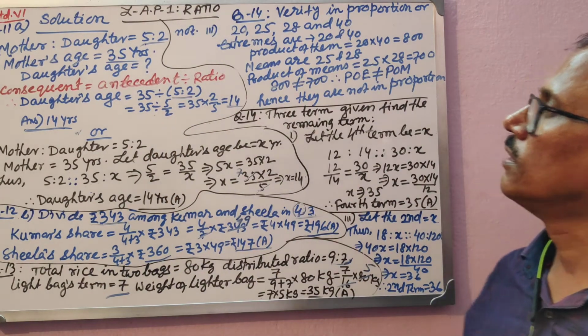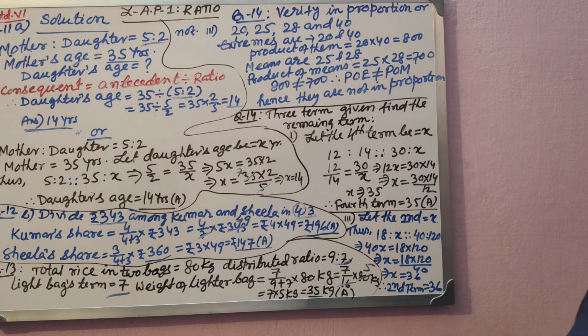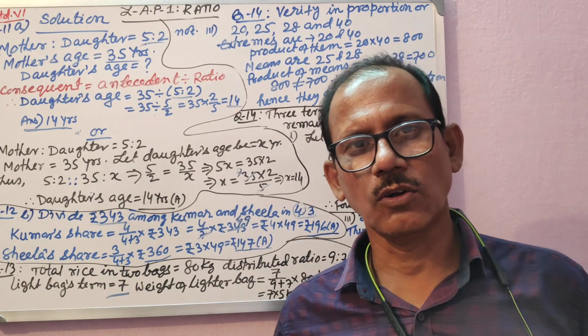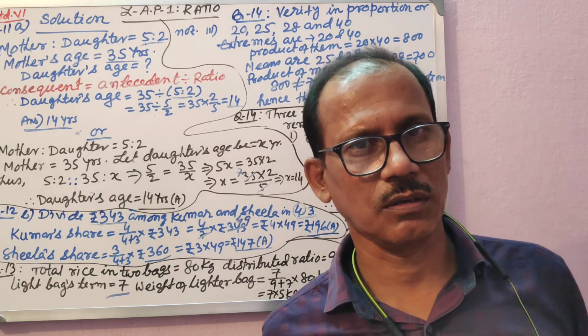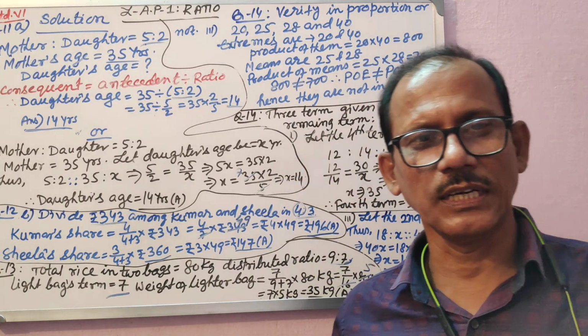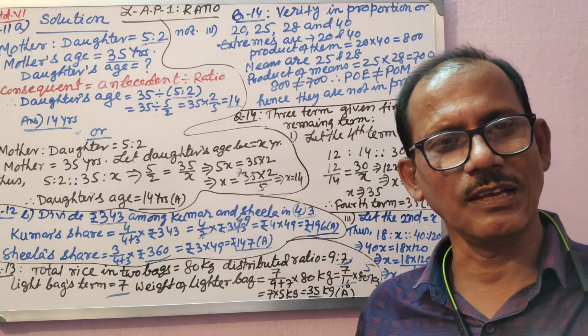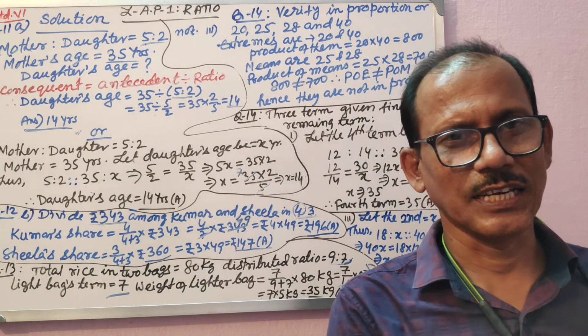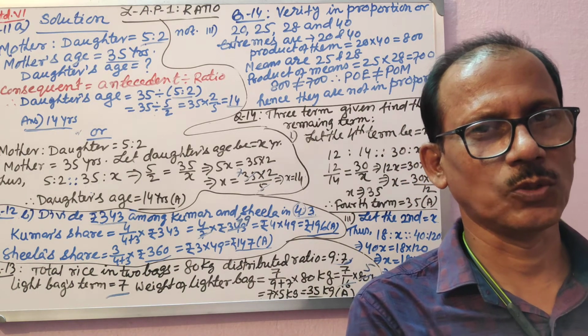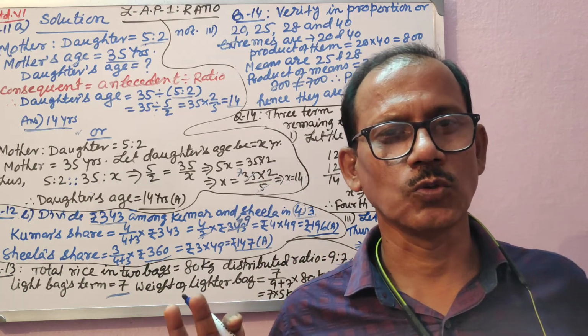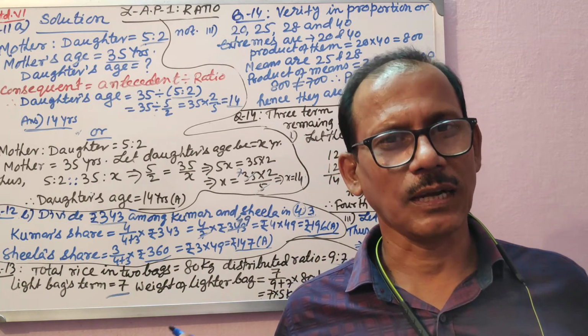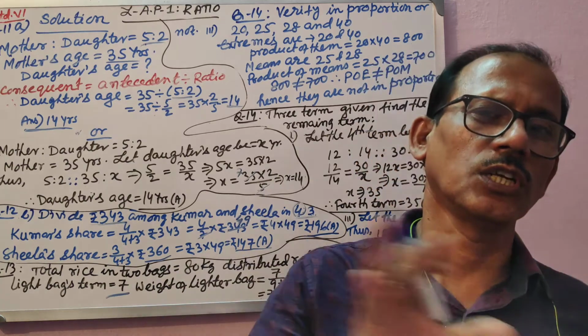We'll move on to 1 or 2 sums. Let us see. On the next page we will do the 14th sum. How will you verify whether 4 quantities given to you in order are in proportion or not? That means the first 2 quantities you take and form the first ratio, and the second 2 quantities you form as ratio 2. Then ratio 1 and ratio 2 should be equal, and that means ratio 1 is proportional to the second ratio.